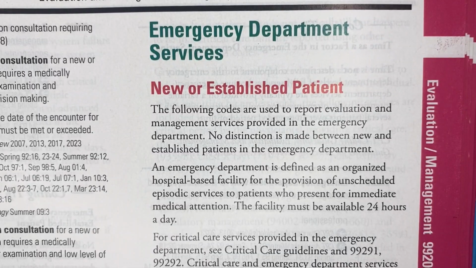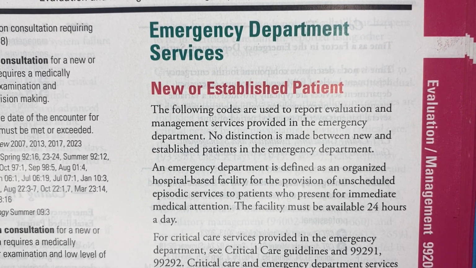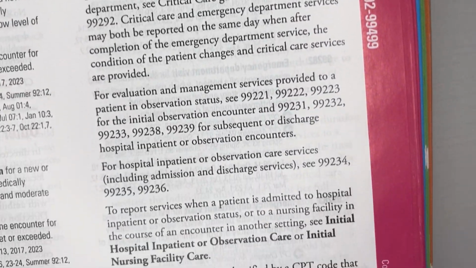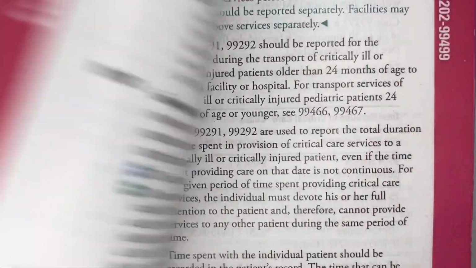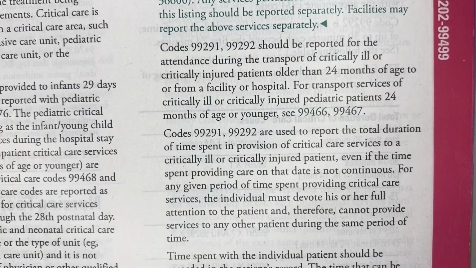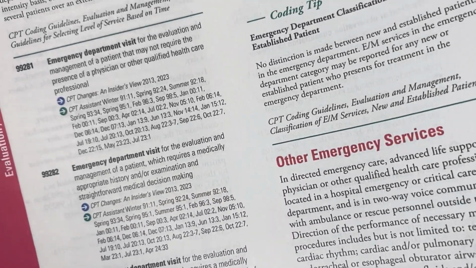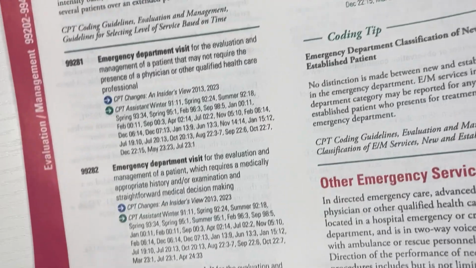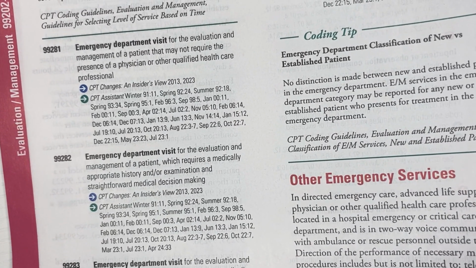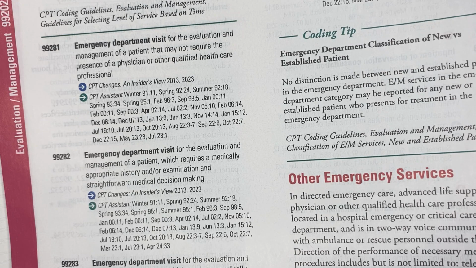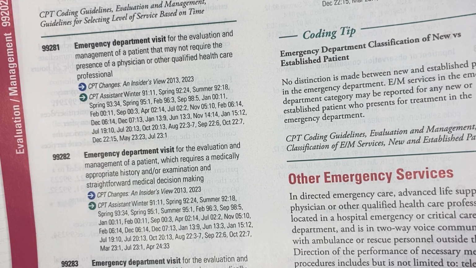So we're always going to look through any guidelines or instructional notations that we see. If you want to pause the video and read through this, you can. We're going to go to our emergency department codes, and like I said, it starts at 99281. And that 99281 says emergency department visit for evaluation and management of a patient that may not require the presence of a physician or other qualified healthcare professional. And we know that that's not the case.